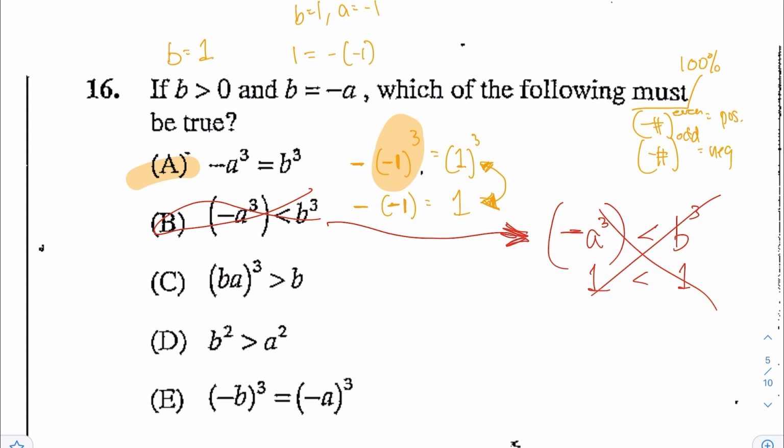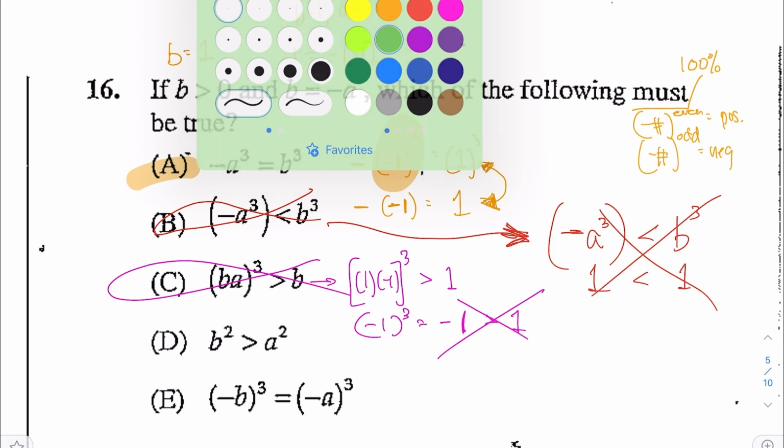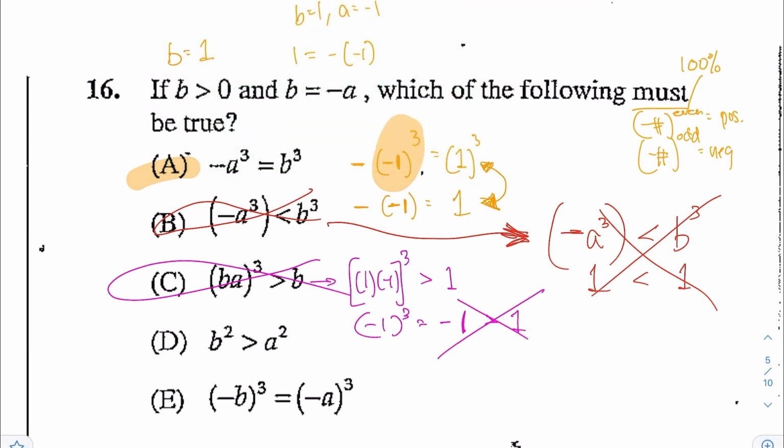For choice C, you have b times a. In this case, that's going to be 1 times negative 1 raised to the third power. And that's supposed to be greater than b, which is 1. So 1 times negative 1 is negative 1. And negative 1 cubed, just like what we did before, is equal to negative 1, because it's a negative number raised to an odd power. And negative 1 is not greater than 1, so we can eliminate choice C as well, because negative 1 is smaller than 1.